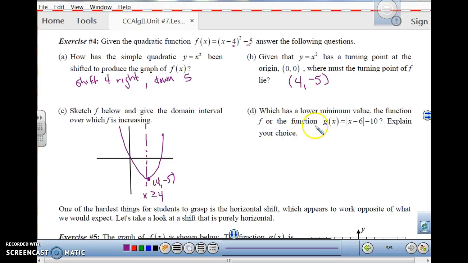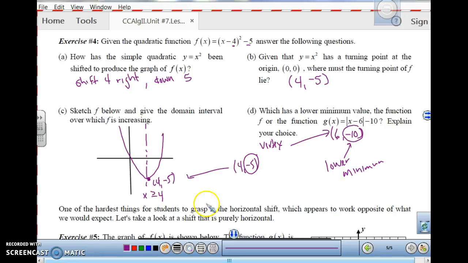Okay, so which has a lower minimum value, the function f or the function g of x equals (x minus 6) squared minus 10? Well, let's think about the vertex. So the vertex for f was at 4, -5. The vertex for this one is going to be where? It's going to be at 6, -10. Which one has a lower minimum value? Well, the minimum value would be the y value. We have -5 and -10, so g is going to have the lower minimum.